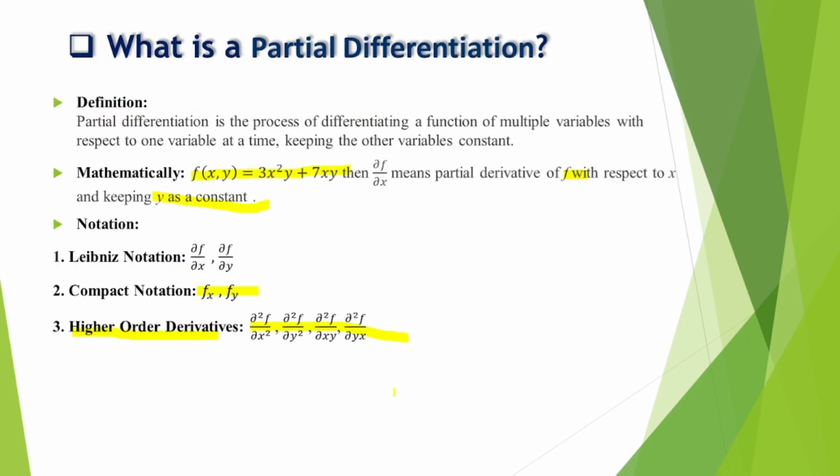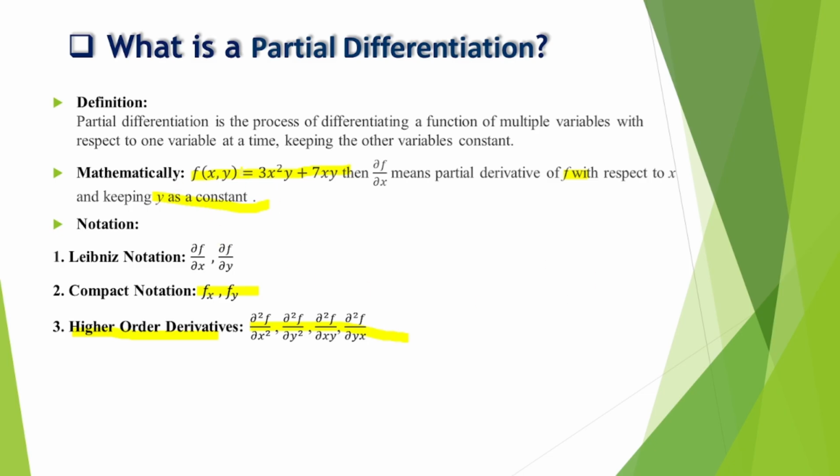So what exactly is partial differentiation? See the definition. It is the method of finding the rate of change of a function with respect to one variable while keeping other variables constant. It's a key technique in multivariable calculus and forms the foundation for optimization modeling and analysis in many fields.